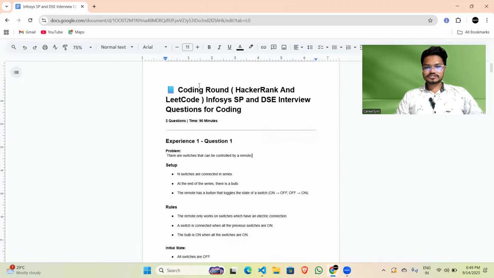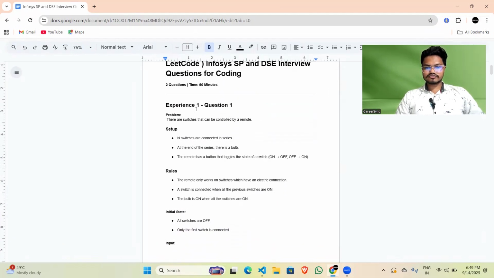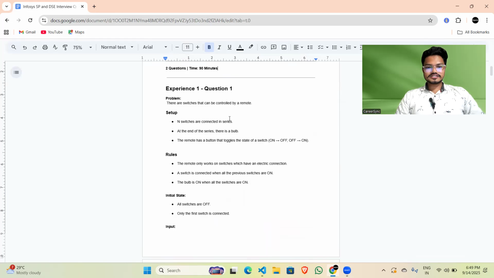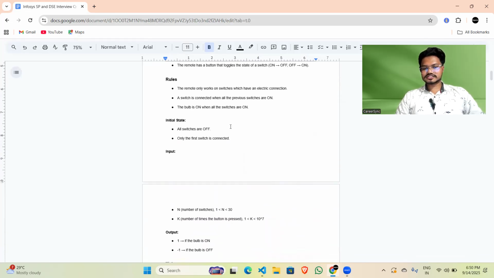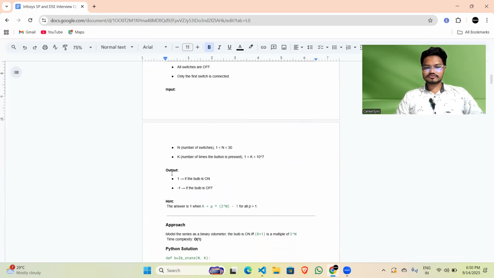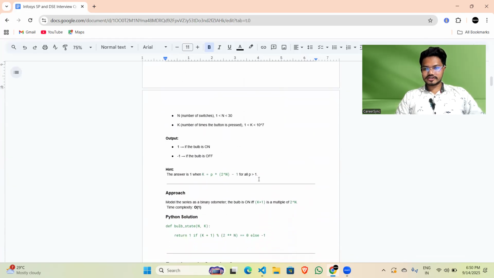You can see the questions from the coding round, where they are giving you problems to solve on LeetCode or HackerRank, meaning both platforms were given to different candidates. Here is the first experience, of student one, and you can see there are two questions for everyone and the time limit is 90 minutes. The first question is that there are switches that can be controlled by a remote. Here is the setup, there are some rules, and here is the initial state. Here are some inputs and what the output will be. They have given a hint also. Now you have to solve this question.